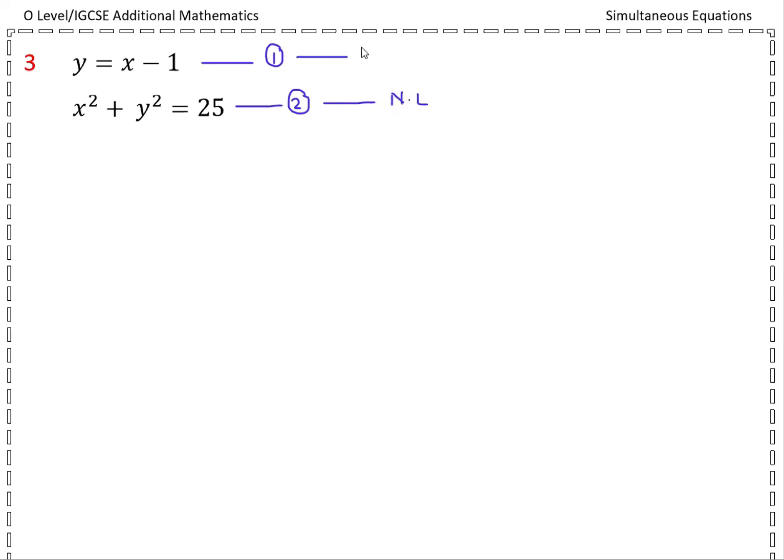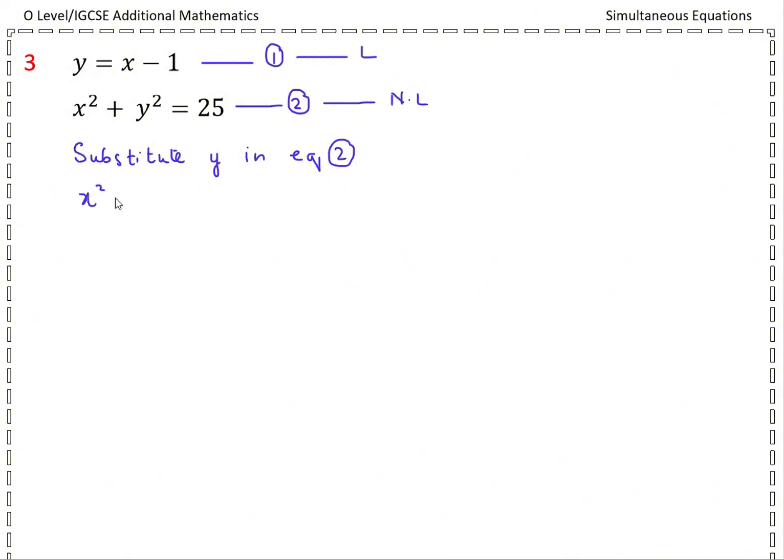And this one is linear as it has one term in y, another term in x, and the third term is a constant term. In this equation, y is already the subject of the equation, so we don't need to rearrange. We just have to substitute the value of y in equation 2. Substitute y in equation 2.